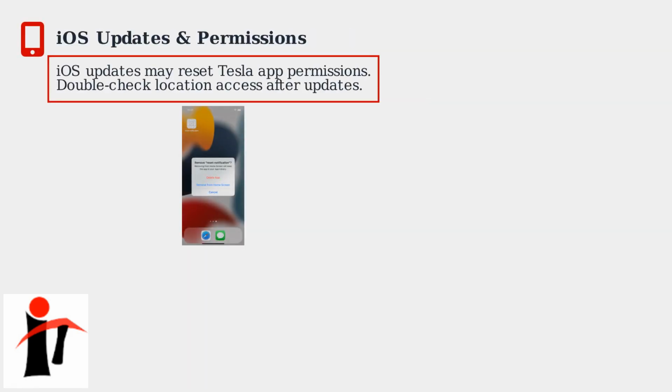iOS updates on iPhones and iPads can reset app permissions, including location services required by the Tesla app. After updating your device, always verify that the Tesla app has access to precise location data. Without this permission, the app cannot accurately locate and connect to your vehicle.